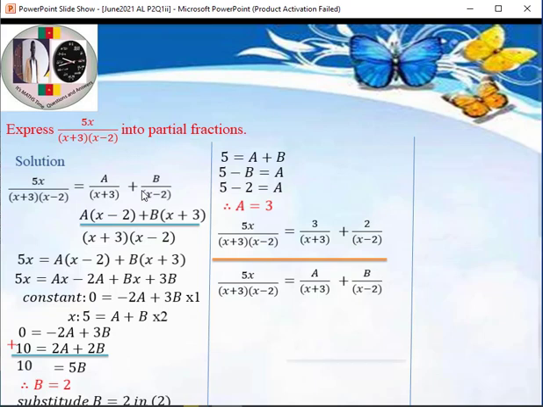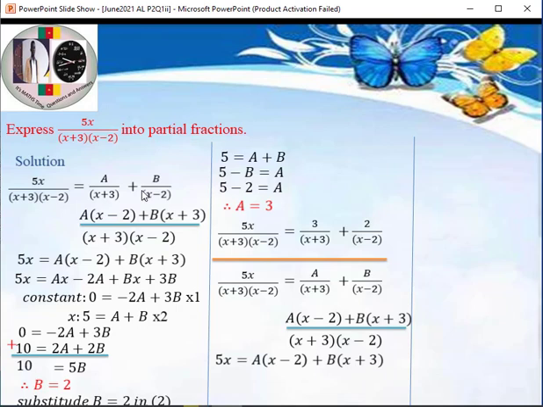So if we take the LCM again, we are going to have x plus 3 and x minus 2, and x plus 3 will cancel x plus 3, we'll be left with a into x minus 2, plus x minus 2 will cancel x minus 2, we'll be left with b into x plus 3. In this case again, we are going to equate the numerators because the denominators are equal. So 5x is equal to a into x minus 2 plus b into x plus 3.